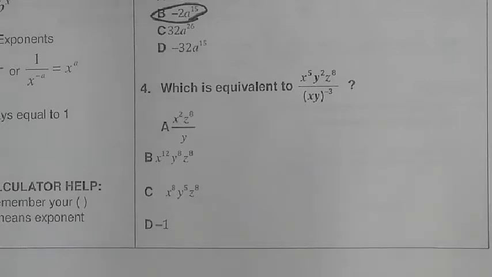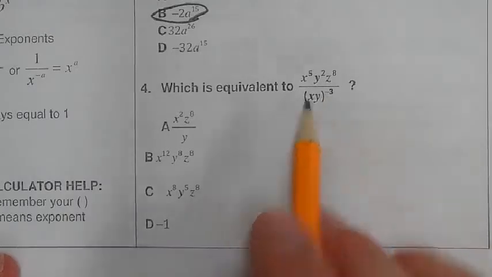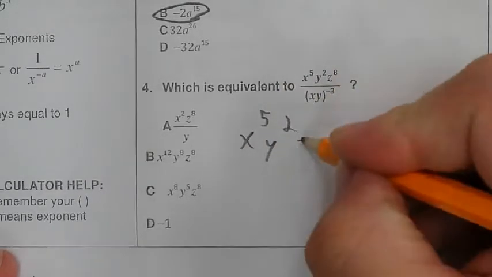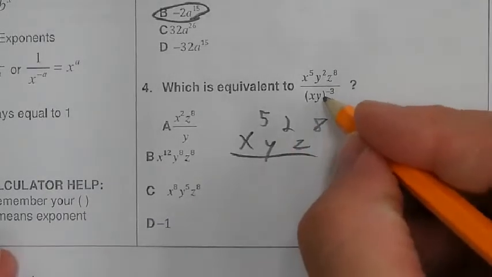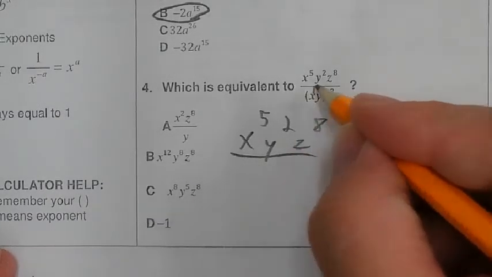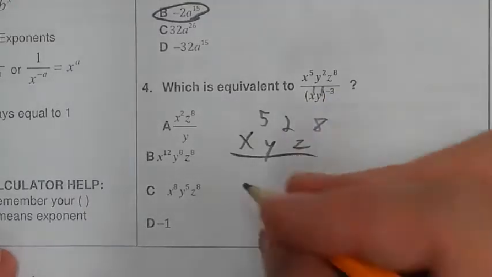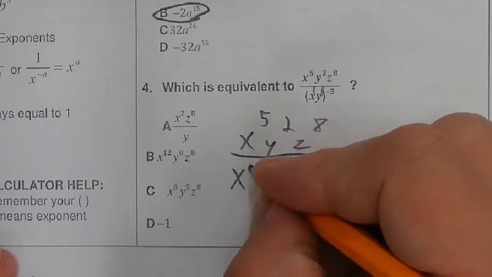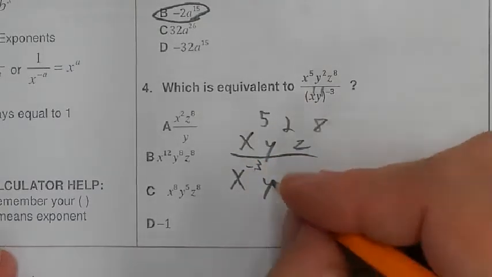Number 4, which is equivalent to that operation? So we would first do our exponents to negative 3. So that's going to be x to the 5th, y to the 2nd, z to the 8th. Whenever we do powers, we multiply. Remember, there's an understood 1 here and an understood 1 here. So what is 1 times negative 3? What's 1 times negative 3? And then what's 1 times negative 3 again? Negative 3.